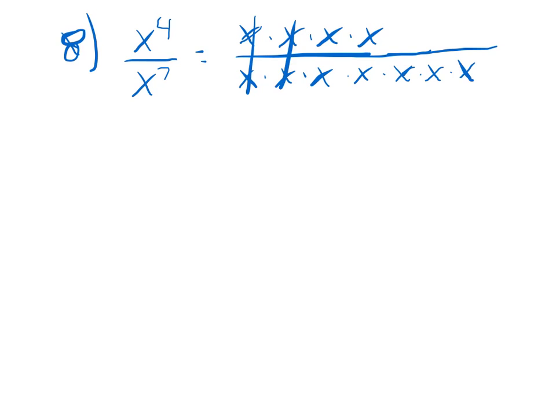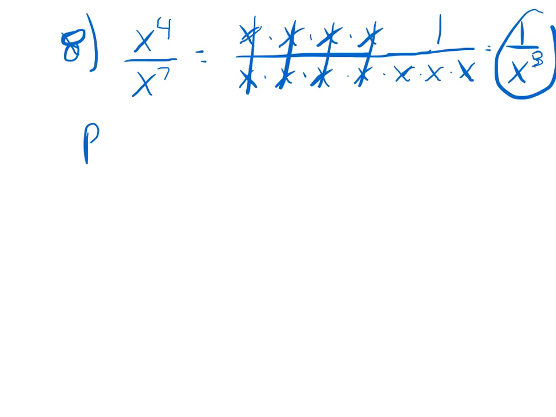What happens with these? Well, cancels, cancels, cancels, cancels. What's left? 1 over x times x times x. Well, what is x times x times x? That's going to equal 1 over x to the third power. Now, I want you to get that way down.